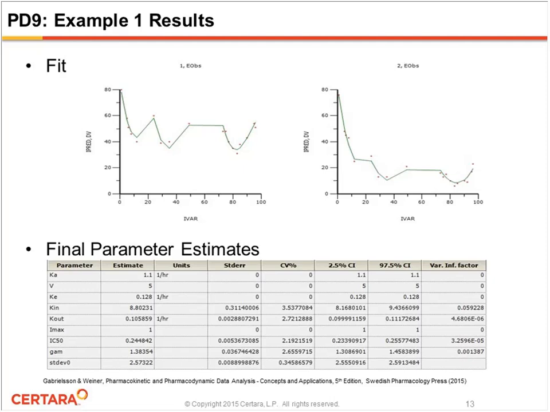Okay, so here we see the fitted results, and the lattice version of the plot will show the first dose level on the left and the second dose level on the right, and then we get the final parameter estimates.